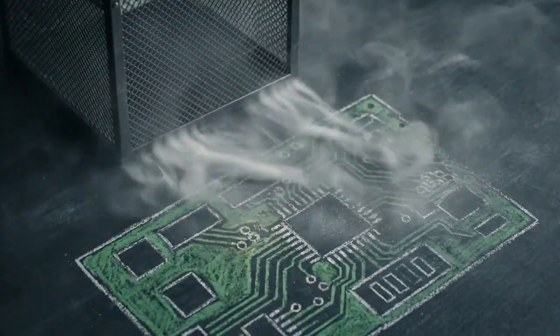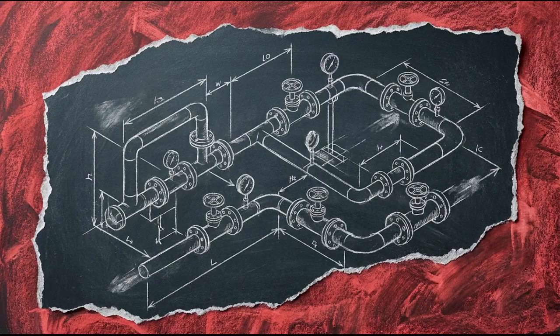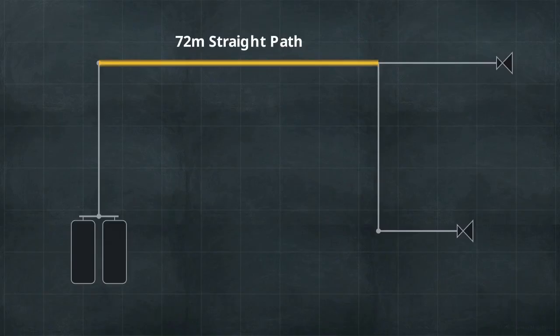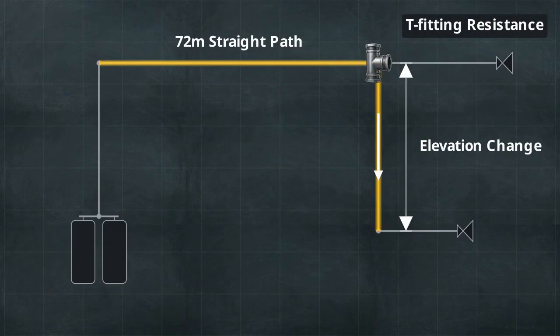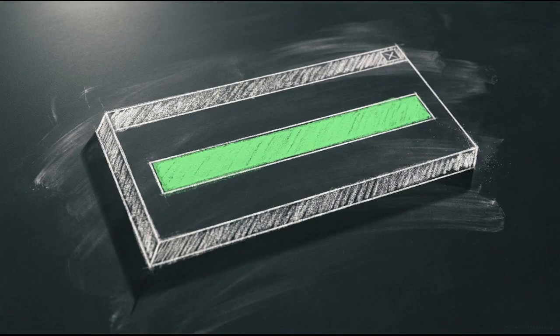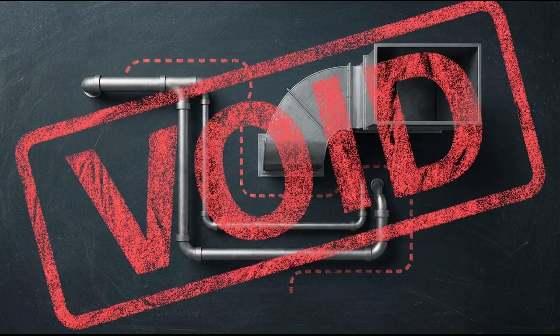through the electronic equipment. Generic pressure estimates are invalid here. The hydraulic calculation is only accepted if the exact isometric layout, including a 72-meter straight path, every elevation change, and the specific resistance of every T-fitting generates zero unresolved errors in the OEM software. Any field rerouting of the pipe during installation voids the approved model and requires a complete recalculation.